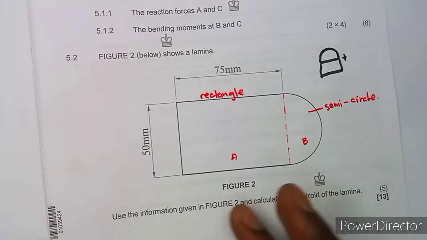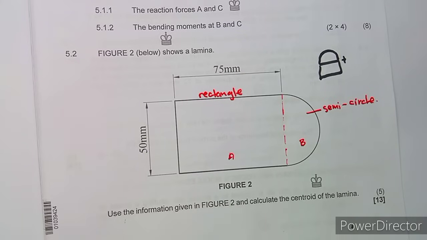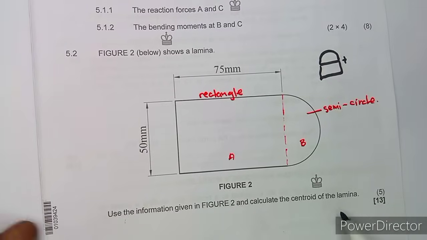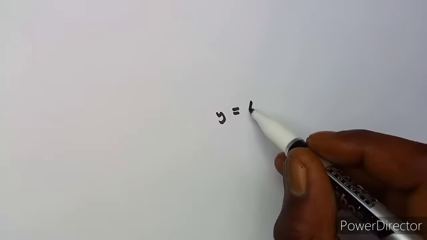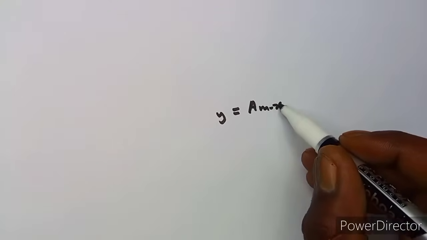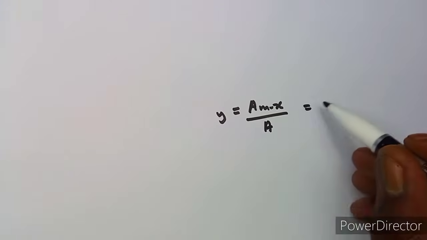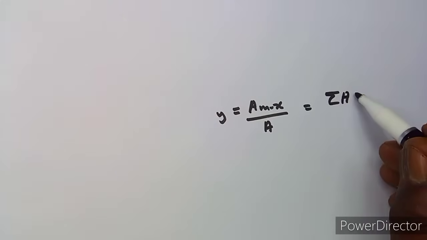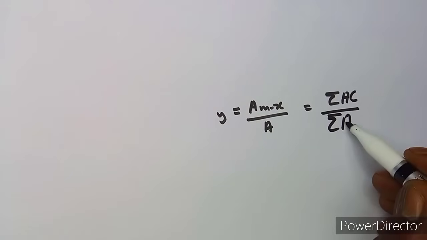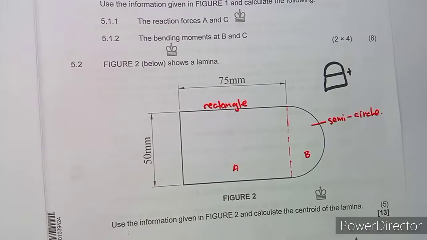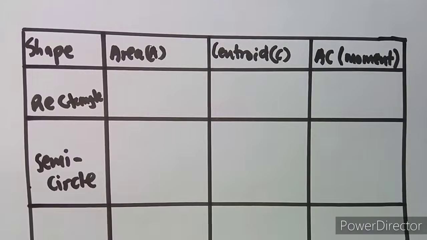So what are we actually having? Remember, to calculate the centroid of the lamina, the value of y is equivalent to the area moment over the area. It's calculating the total area moment, which I'm just going to refer to as AC, over the total area. So this is what you're going to do. I'm just going to bring this into consideration.